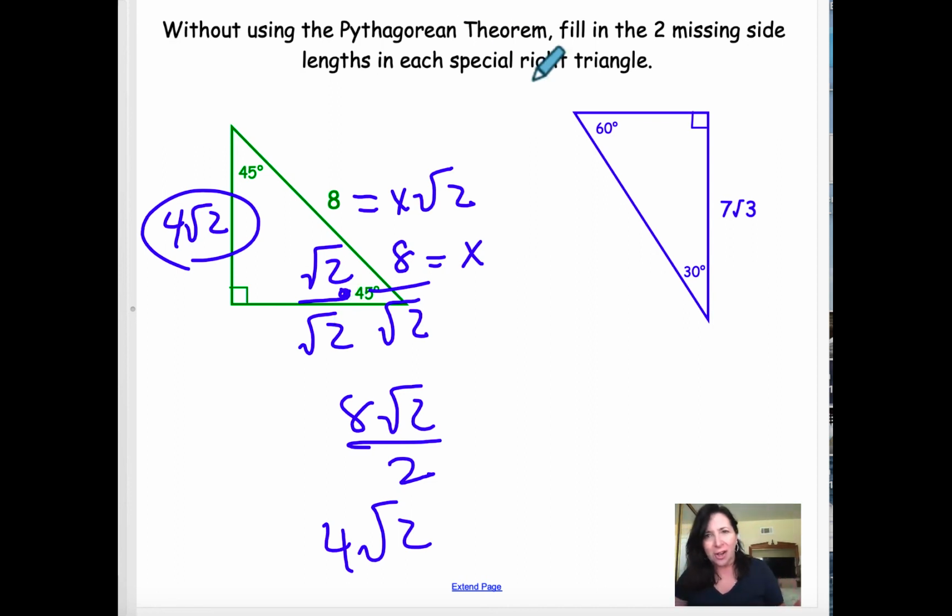Or you can go, oh wait, I know the little shortcut. I'm going to take 8, divide by 2, and multiply by root 2. And so I get 4 root 2. So I could do that also.